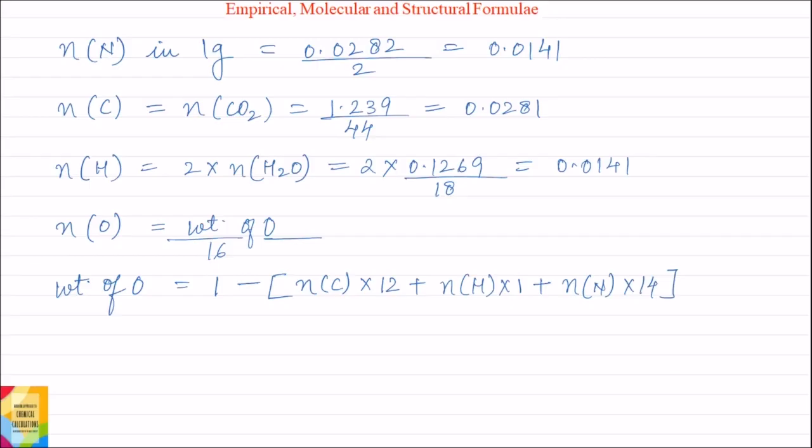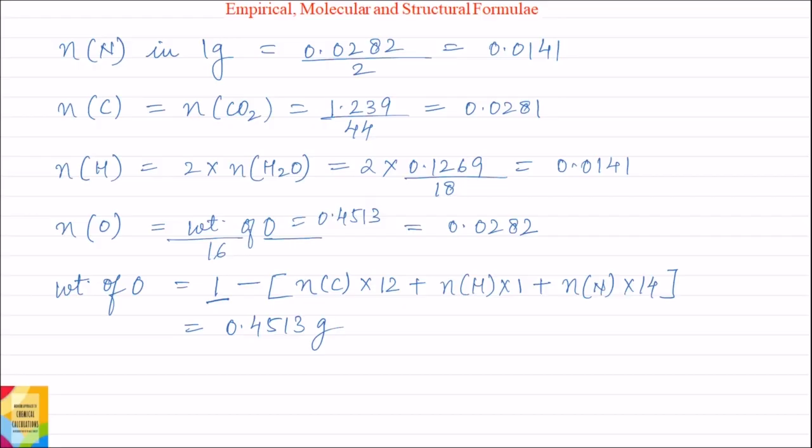So from the weight of the compound, which is 1 gram, we subtract the sum of the weights of carbon, hydrogen and nitrogen, and we get the weight of oxygen as 0.4513 gram. So we put the value of weight of oxygen, that is 0.4513 grams, and moles of oxygen will be equal to 0.0282 moles. Now among moles of nitrogen, carbon, hydrogen and oxygen, the least number of moles is present for nitrogen and hydrogen.